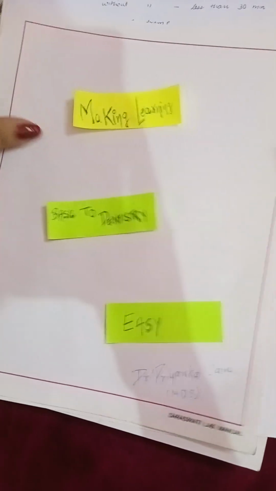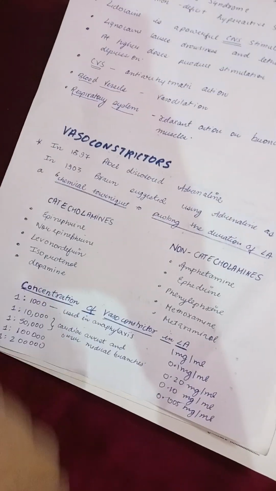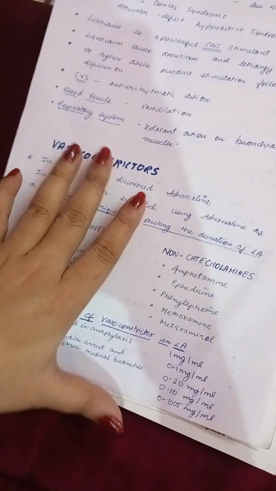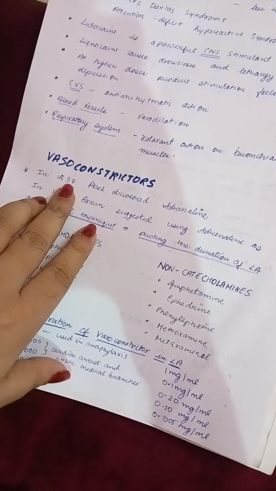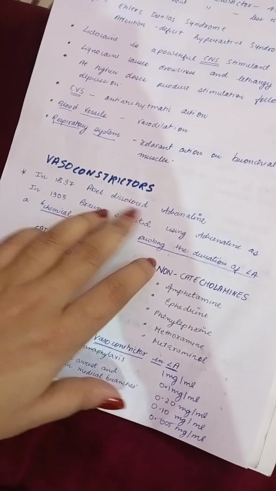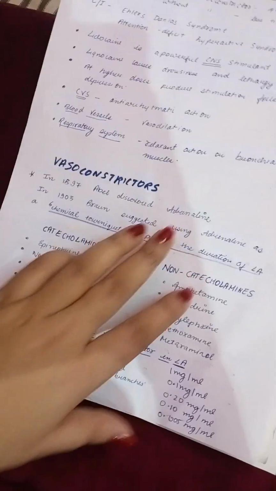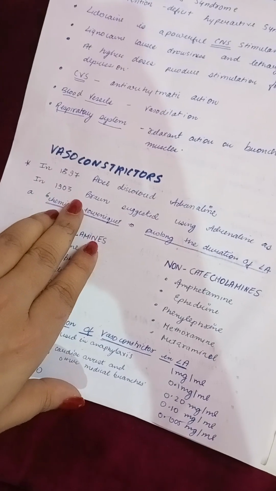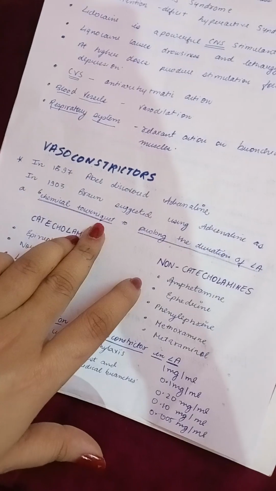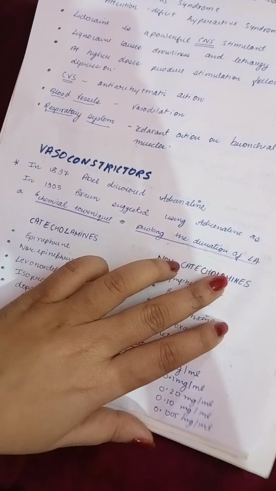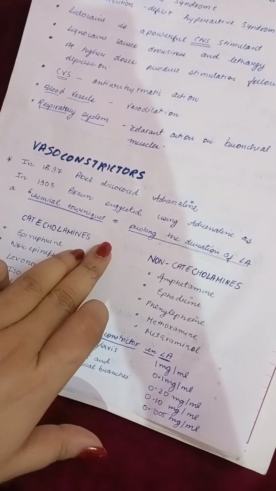So let's start today's class. So we were on vasoconstrictor. We were about to start vasoconstrictors. In 1897, Abel discovered adrenaline, the most commonly used vasoconstrictor along with LA. In 1903, Braun suggested using adrenaline as a chemical tourniquet to prolong the duration of LA. Okay, it is termed as chemical tourniquet.